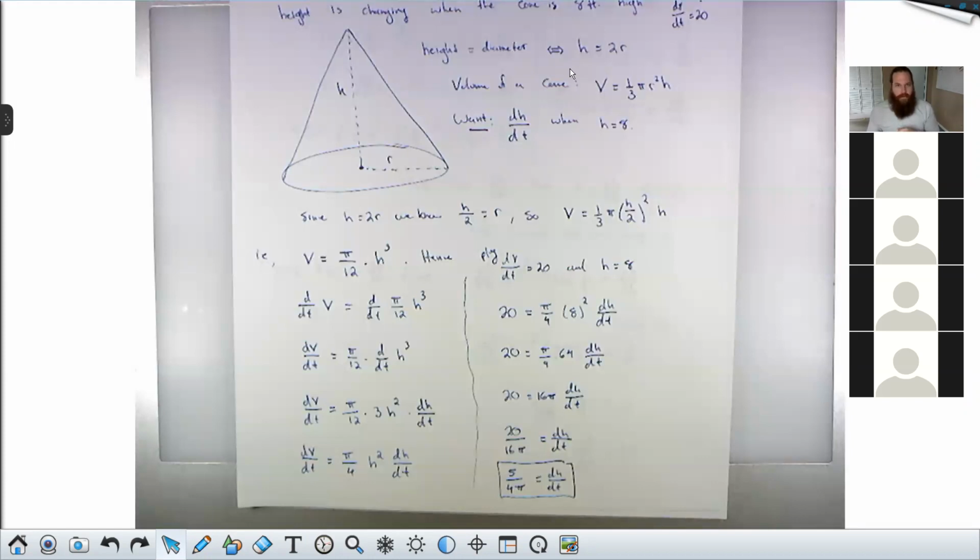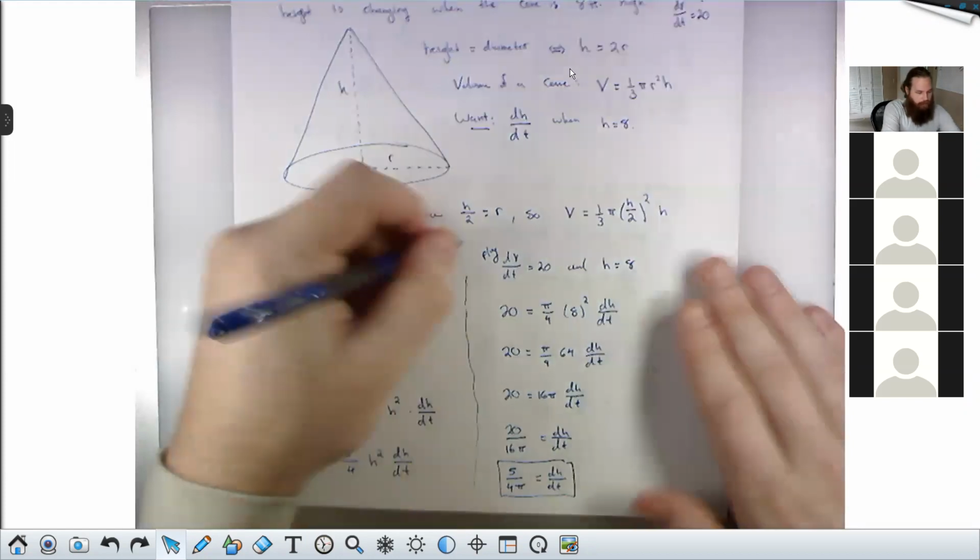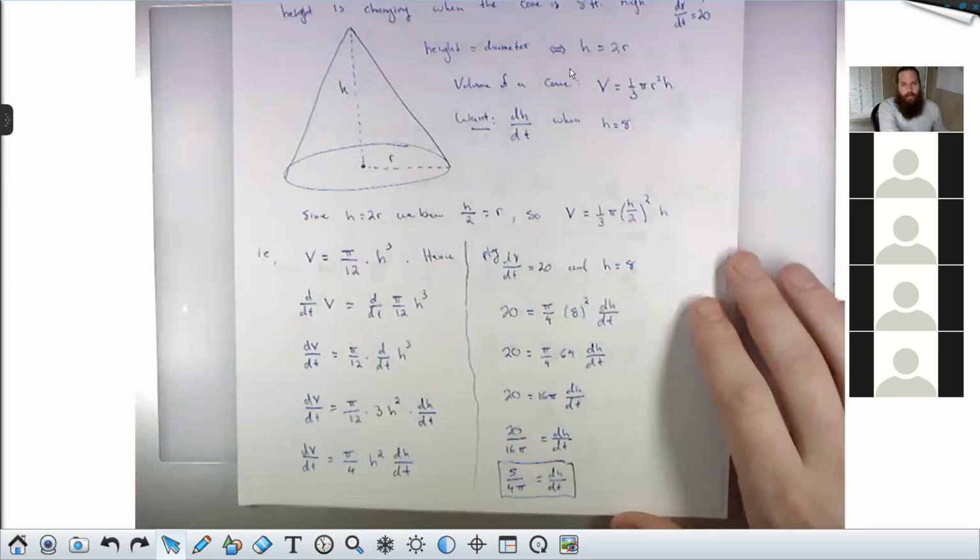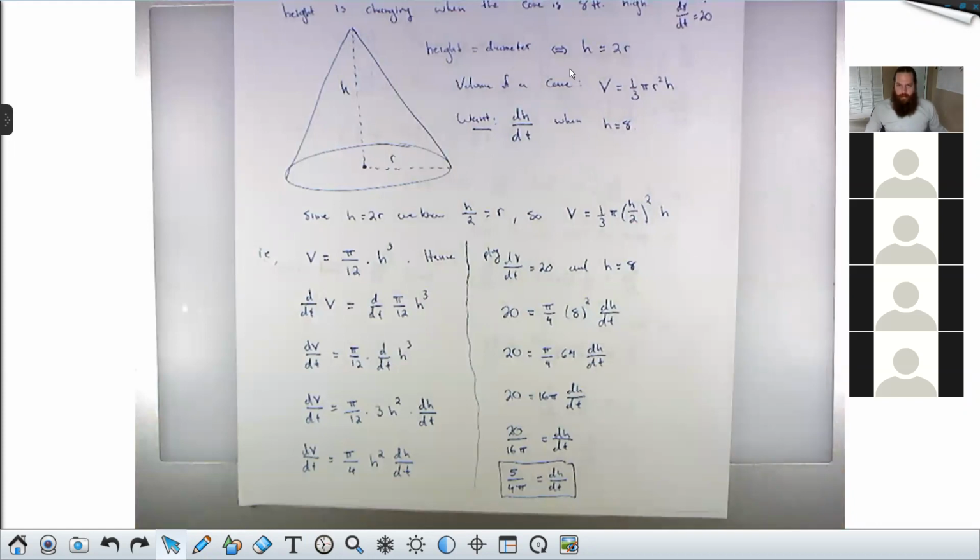So this is definitely a classic related rates problem. Take a second and make sure your notes are complete. Make sure you have all the stuff that you need. Our starting observations were these.